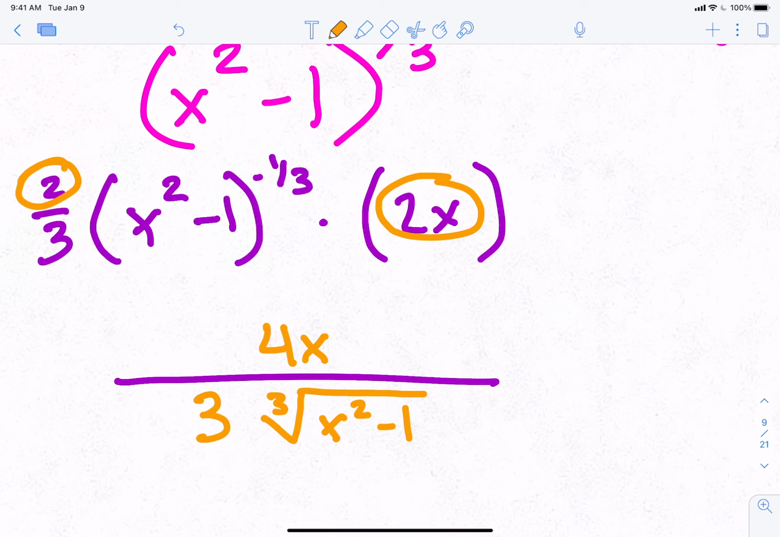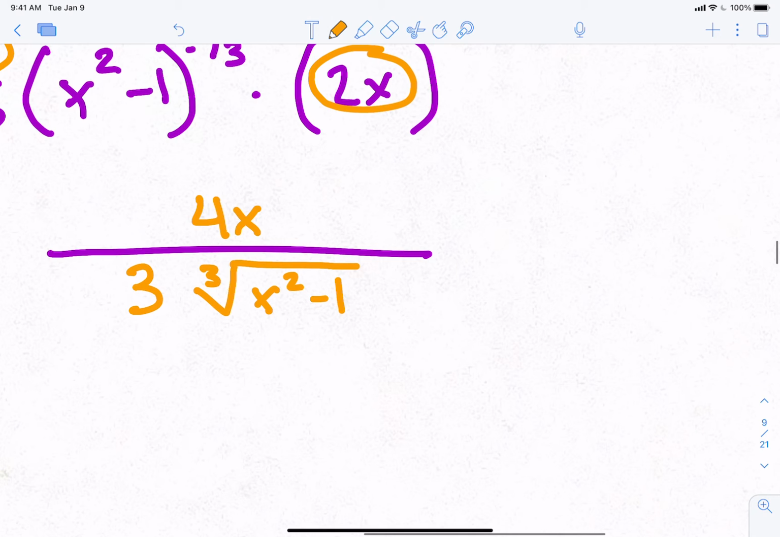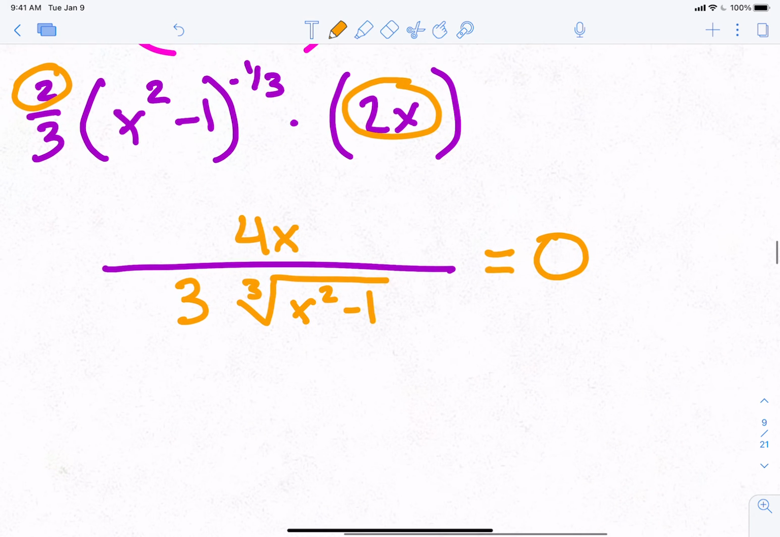Okay, that's my derivative. Now what do we want to do with that? Now plug 0 in. No, we're not plugging 0 in. You're setting the derivative equal to 0, and I want to solve for x. It's going to be really nice. How do I solve for x? Multiply the bottom over.